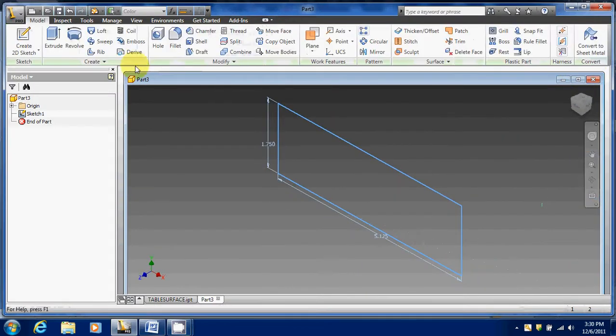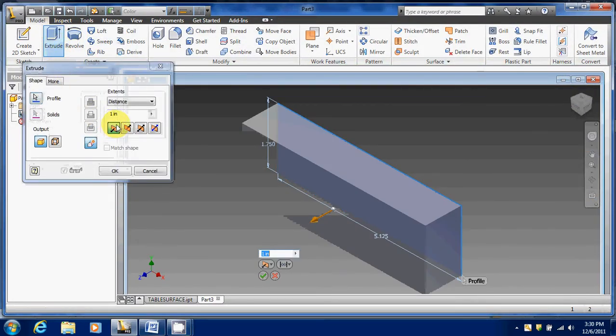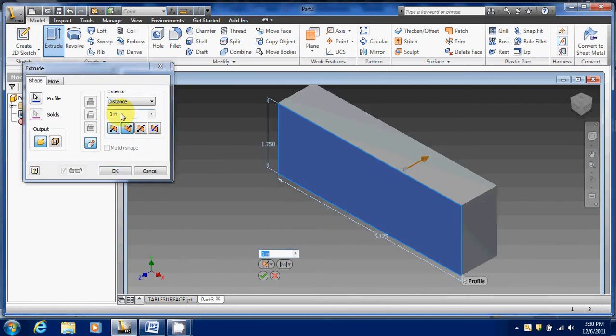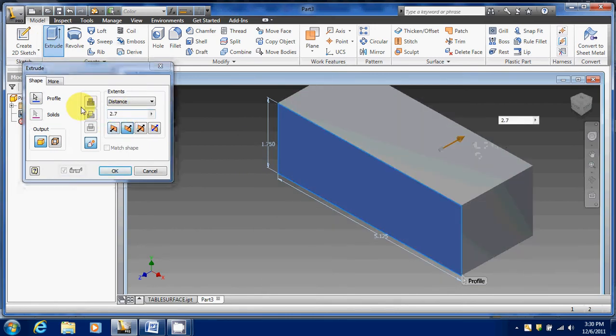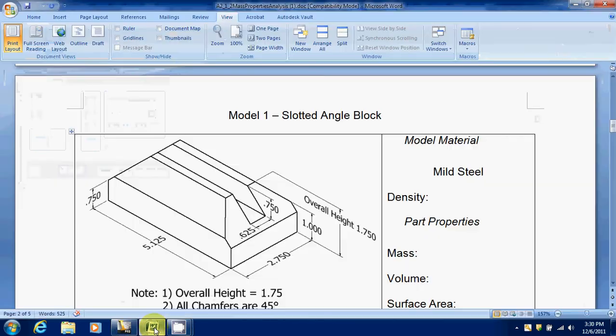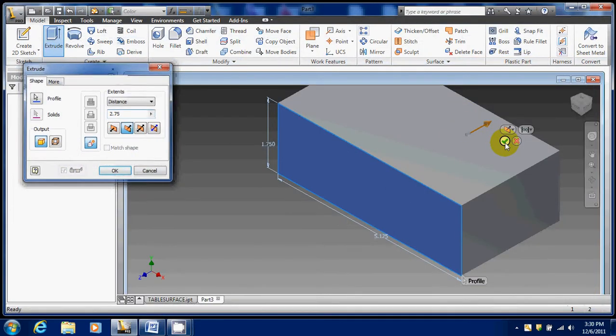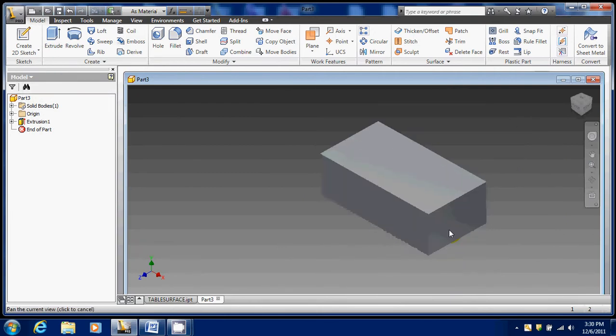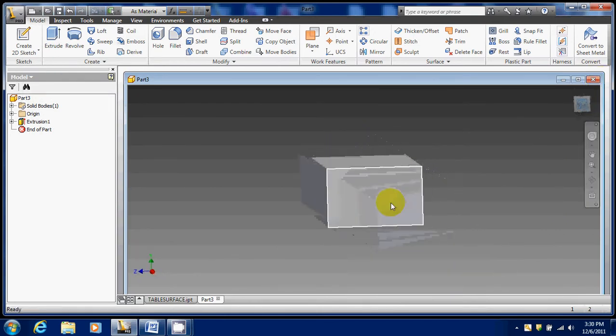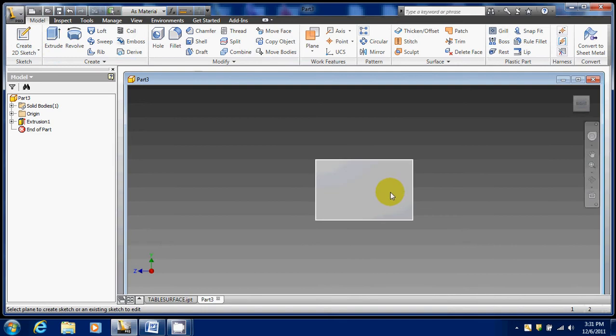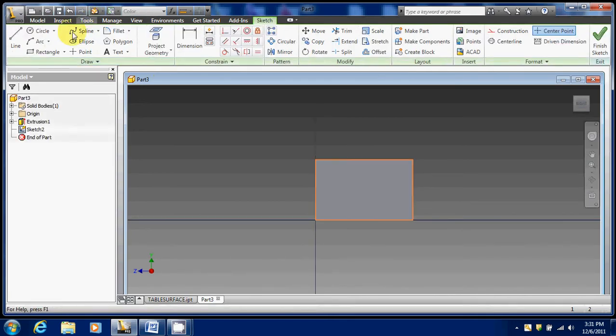Finish sketch. Extrude away. 2.75, I think was what it was. Yep. Finish. Alright. Next thing we're going to do is make the slot down the middle here. Put a sketch on this face. Draw a rectangle. Like that.